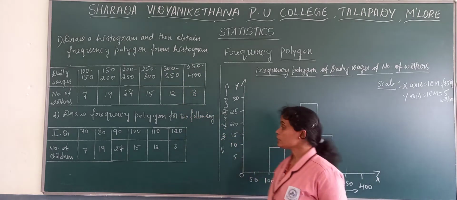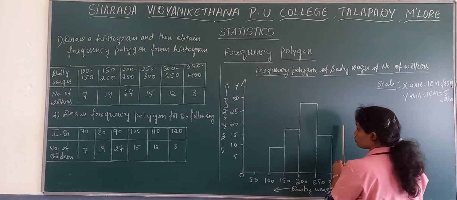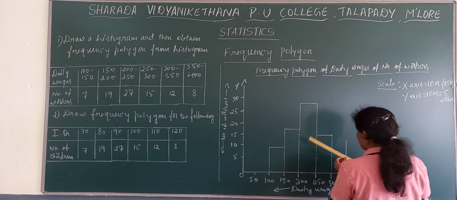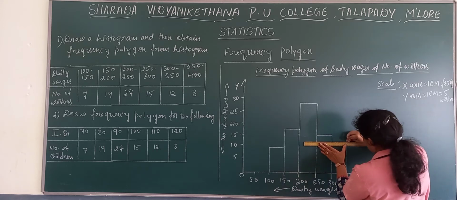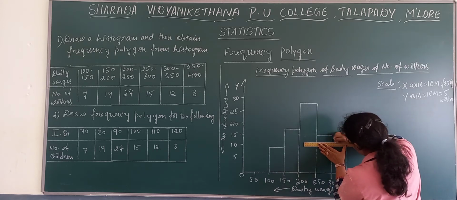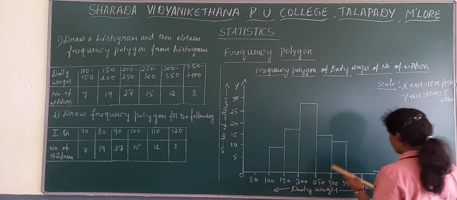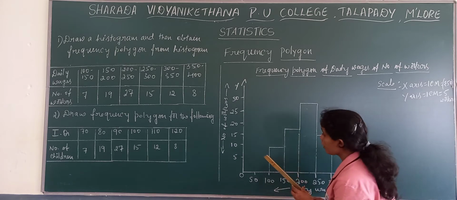300 to 350, 12. 300 to 315, 12. Then the last one, 350 to 400, 8.